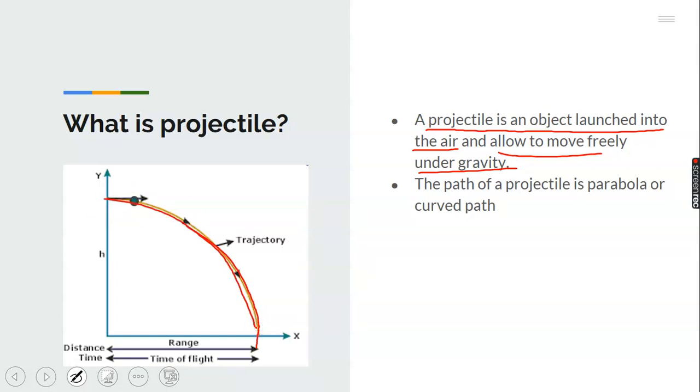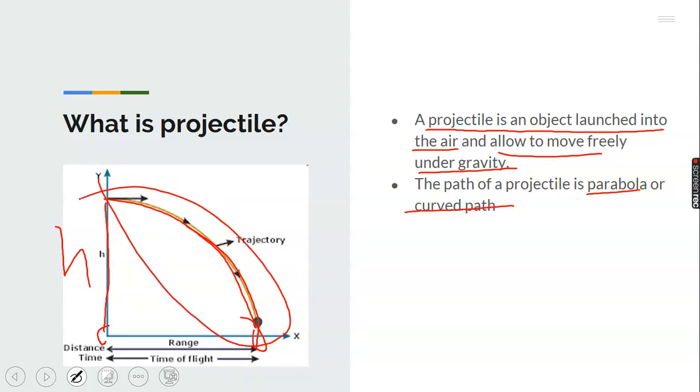It's called the trajectory. Now, from this point to the point it lands on the ground is called the range, and the time to reach that point is called the time of flight. This is the height of the hill or a cliff, whatever the case may be. The path of a projectile is a parabola, or curved path, just like what we have here.